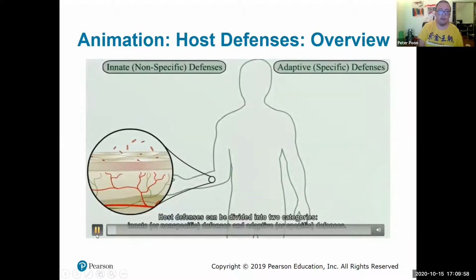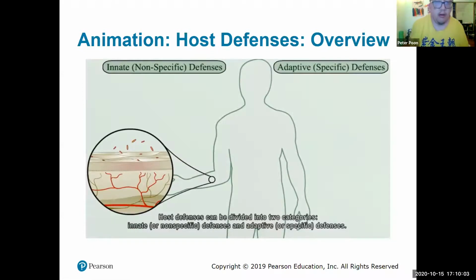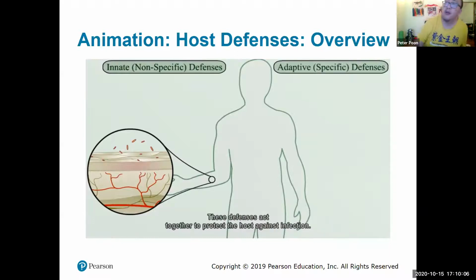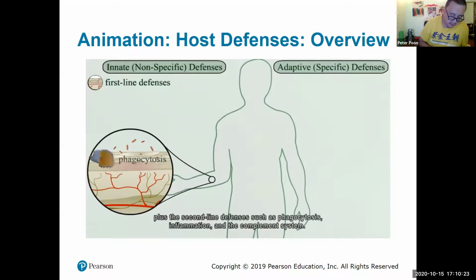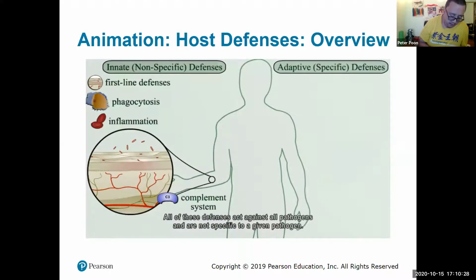Host defenses can be divided into two categories: innate or non-specific defenses, and adaptive or specific defenses. These defenses act together to protect the host against infection. The human body has many innate or non-specific defenses to prevent disease. These include the first-line defenses such as the skin and mucous membranes, plus the second-line defenses such as phagocytosis, inflammation, and the complement system. All of these defenses act against all pathogens and are not specific to a given pathogen.